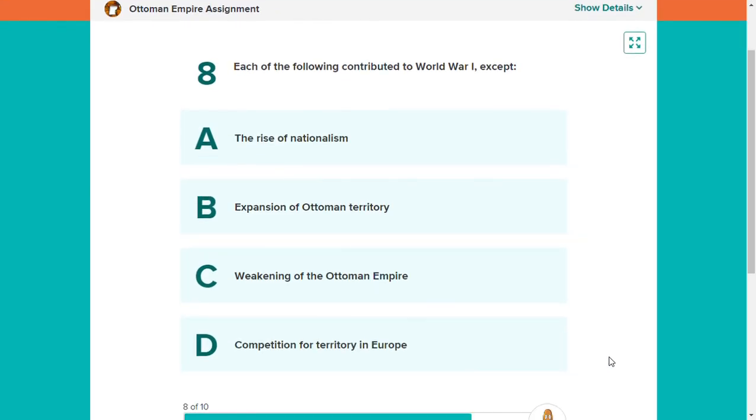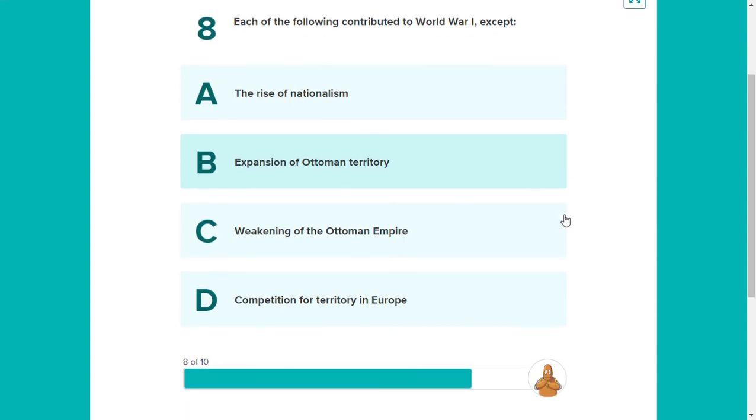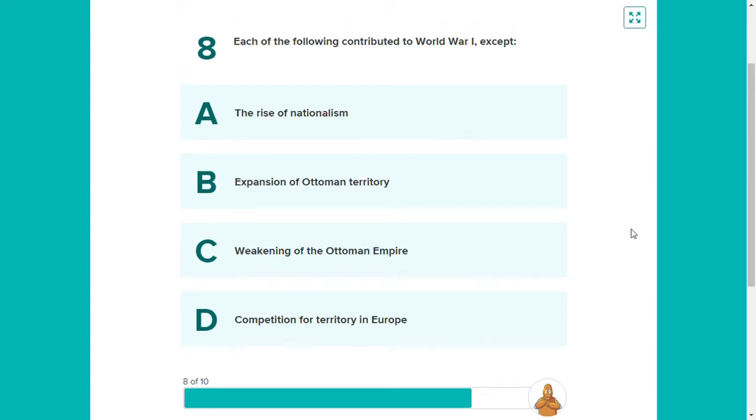8. Each of the following contributed to World War I except for what? Again, we're going to learn about this later, but A says the rise of nationalism, B, the expansion of Ottoman territory, C, the weakening of the Ottoman Empire, or D, competition for territory in Europe. Well, remember, all of these are making World War I happen except for one. We want the one that's not true. And the one that's not true is that there was an expansion of Ottoman territory. Remember, Ottoman territory was shrinking, and there was competition for control of that land. So this is the one that's not true. That's the correct answer.